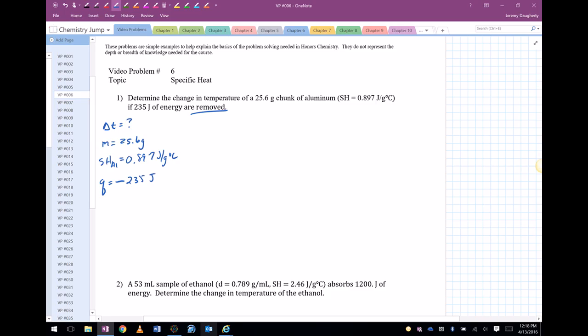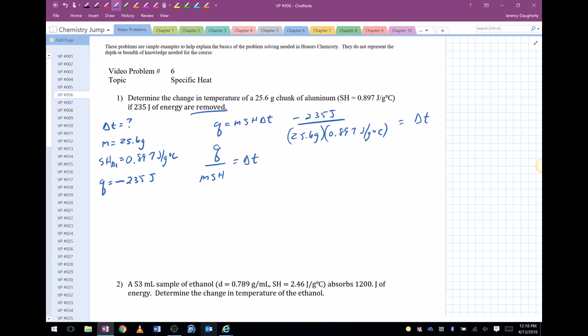So I'm still going to use Q equals m s h delta T, or m c delta T. We're solving for delta T, so let's get that by itself. Q over m s h is equal to delta T. So let's plug and chug. Negative 235 joules divided by my mass, 25.6 grams, times my specific heat capacity, 0.897 joules per gram degree Celsius, is equal to delta T. Delta T in Celsius and delta T in Kelvin is going to be the same value. The actual temperature will be different, but the delta T is going to be the same.